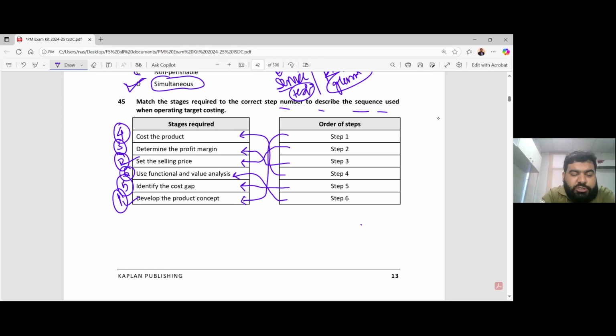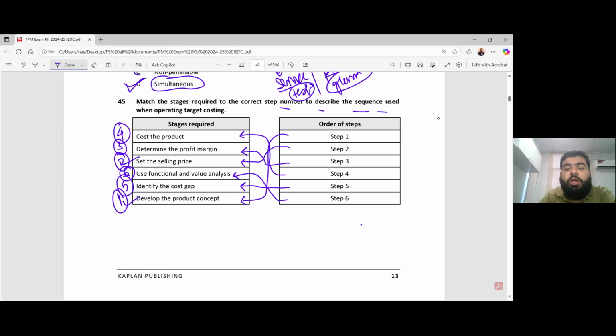Analysis means that after you cut the cost and reach the target cost, and you are okay with everything, the cost is okay and the selling price is okay, at that point you analyze everything. In value analysis, is there anything that can be removed, or anything that is decreasing the value of the product? You check that the customer is not dissatisfied with us. So these are the six steps they were asking in a sequence.